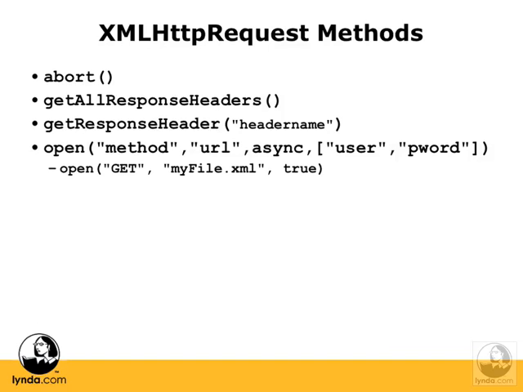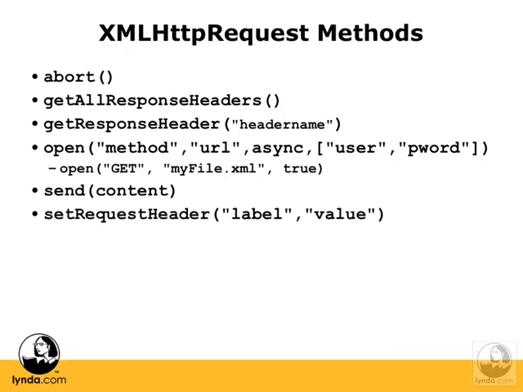The real value of XML HTTP request is in the way it is asynchronous. So you're almost always going to want to do an asynchronous request because you want things to be going on in the background without your code having to sit and wait for things to happen. Another method is send, with some content. This actually sends the request to the server. And finally, setRequestHeader, which passes a label and a value to the server, which sets a specific header on the request that we're sending to the server. Next, we're going to get to see XML HTTP request in action and actually look at some code.